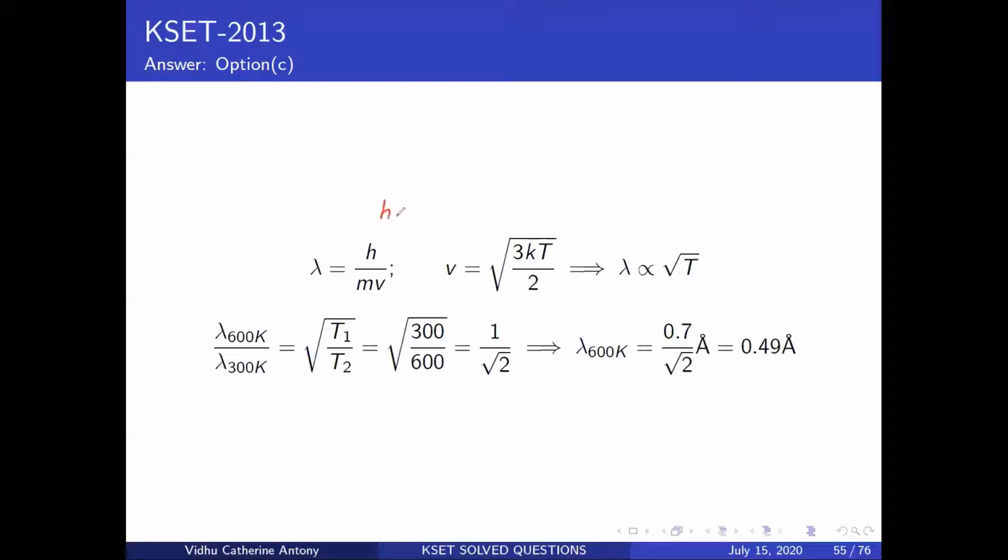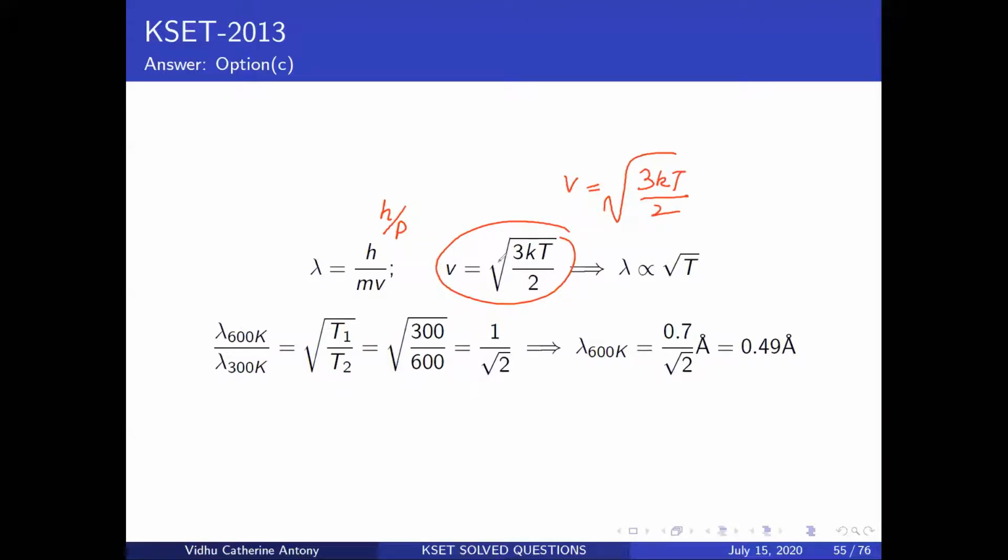Okay, so you basically have h by p. P is what? Mass into velocity, so h divided by mv. Now v, you would probably have learned this in thermodynamics, how the speed is related to the temperature. The speed of your particle is related to the temperature. So your v is equal to root of 3kT divided by 2, okay?